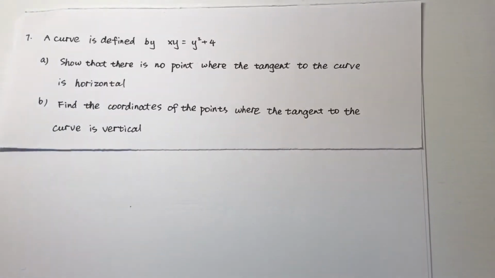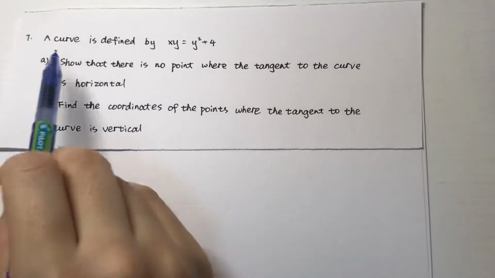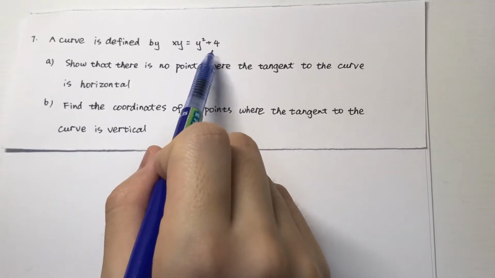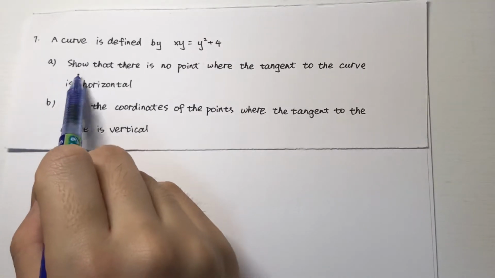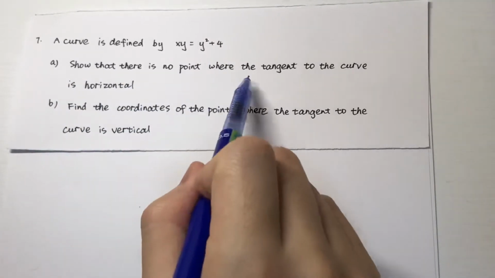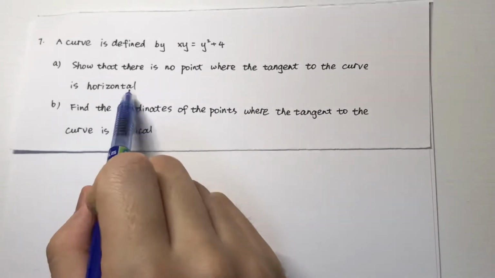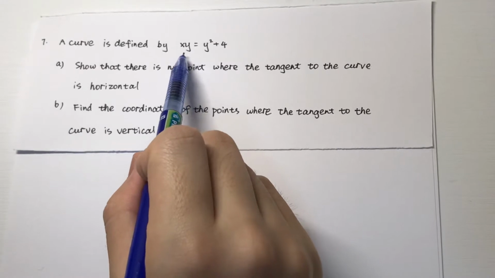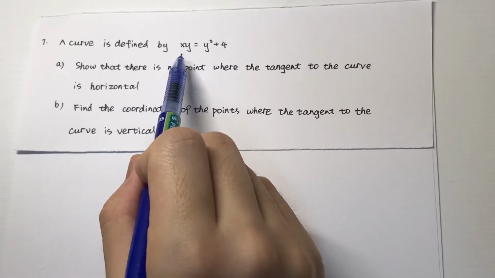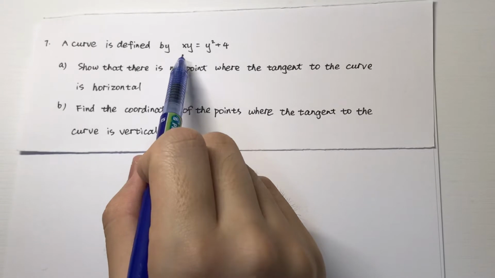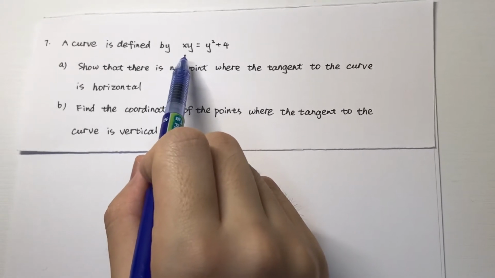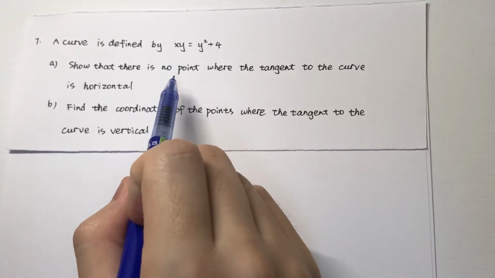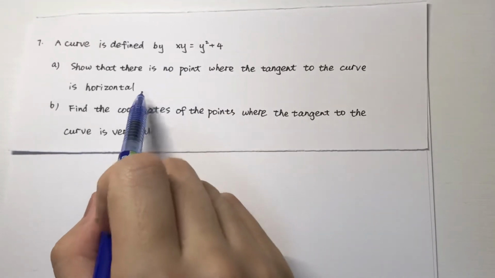Okay, so question 7. You are given a curve defined by xy equals y squared plus 4. Part A lets you show that there is no point where the tangent line to the curve is horizontal. When we look at xy here, there are two variables, and you need to have the feeling that it is testing implicit differentiation. Basically it tests you to find the slope of a tangent line, and this one is still the same idea.